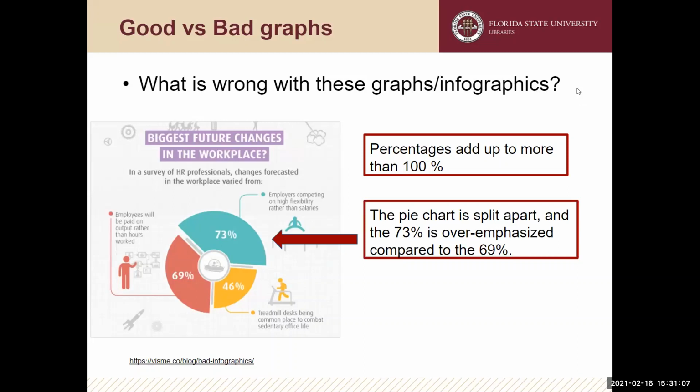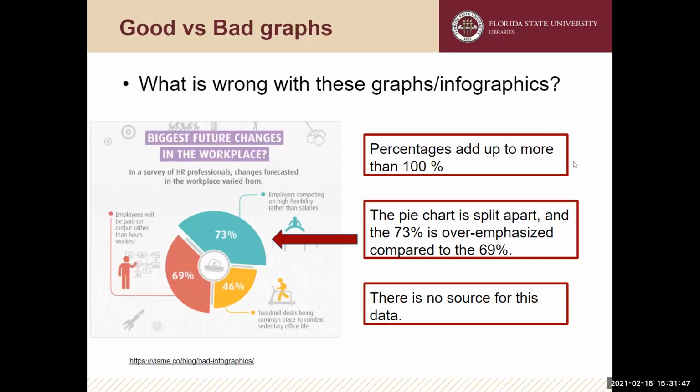And another thing is this pie chart is also split apart, right? So the 73% that I've drawn the arrow to is overemphasized. They're really trying to emphasize that section versus even the 69% section or the 46% section, right? And the 73 and 69 are pretty close together. Statistically, there's probably not really much of a difference there. So the fact that they're overemphasizing this is a little bit misleading here. And there's no source for this data, right?